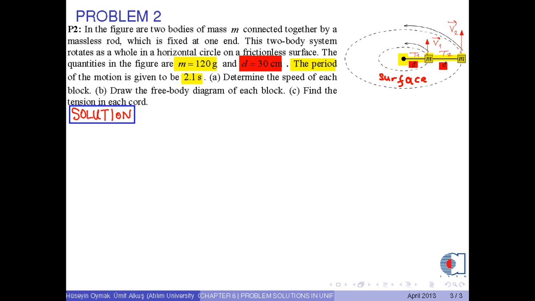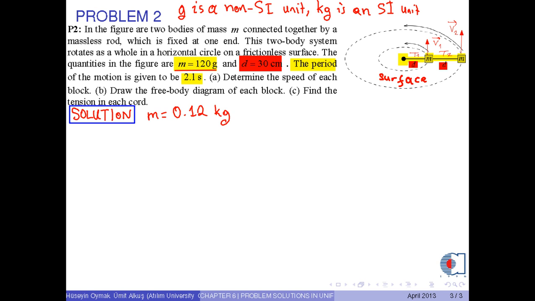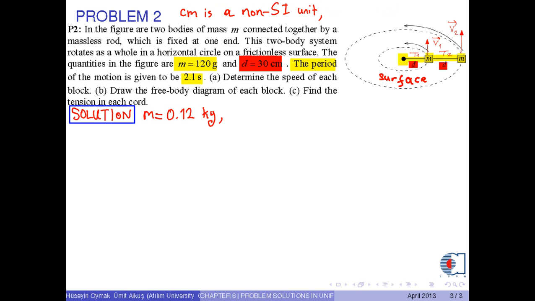First, we are given mass m as 120 grams, where gram is a non-SI unit. So, it has to be converted into kilograms, which is an SI unit, as 0.12 kilograms. The quantity d is given as 30 centimeters, where centimeter is a non-SI unit. So it has to be converted into meters, which is an SI unit, as 0.3 meters. And period T is given to be 2.1 seconds, which is already an SI unit.